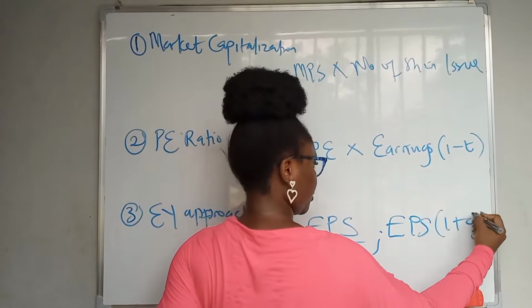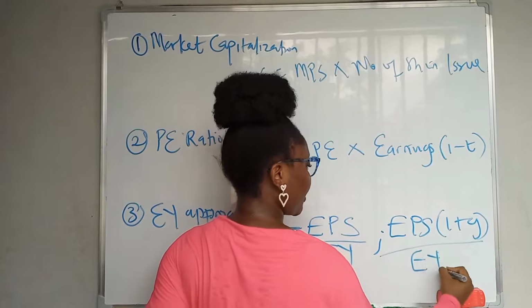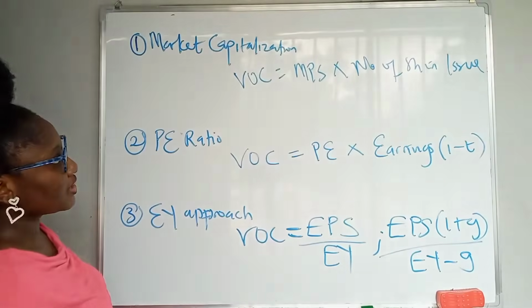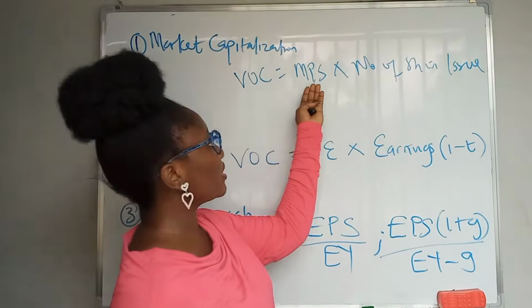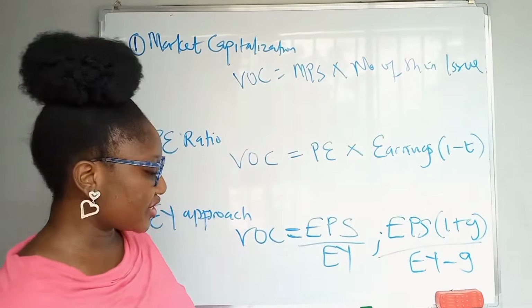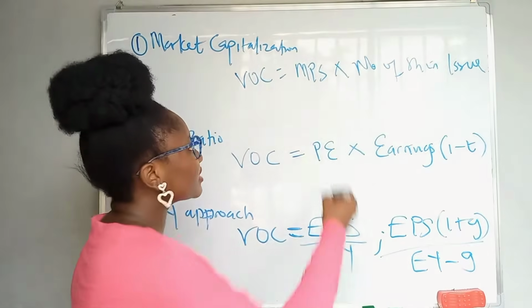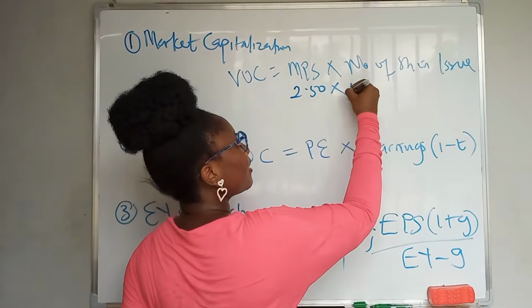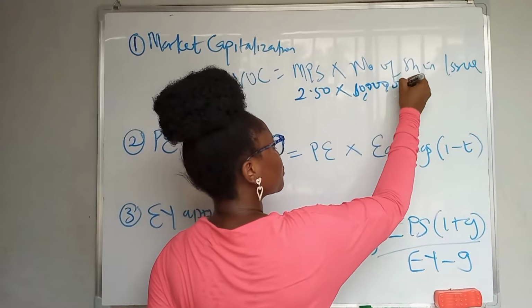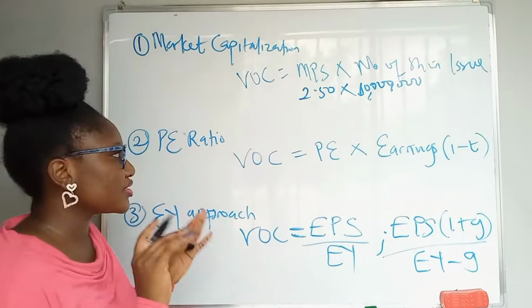Into 1 plus G. You add growth over EY minus G. Does it make sense? This one really makes sense. Value of a company is the market price per share. If your share is trading at 2 naira 50 kobo in the market, 2.50 times maybe 10 million shares in issue, that's the value of a company. That one is pretty straightforward.